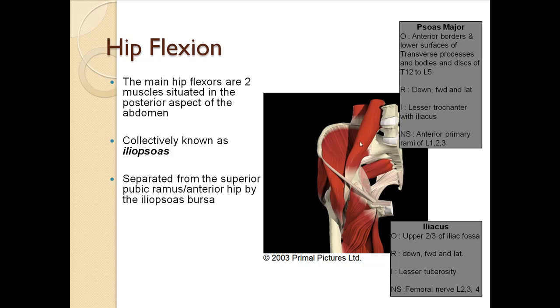Iliopsoas passes distally to the lesser trochanter, and as it does so, it goes from the inner portion of the abdomen, runs over the anterior pelvic brim here before darting backwards into the lesser trochanter. And in order to prevent friction between the deep surface of the iliopsoas tendon, there is a bursa that separates this structure from the pelvic brim and the anterior hip joint. This is known as the iliopsoas bursa and was visited briefly in the hip joint lecture.